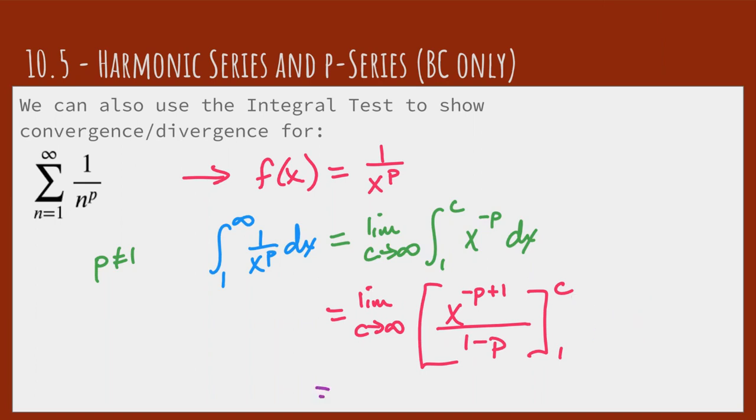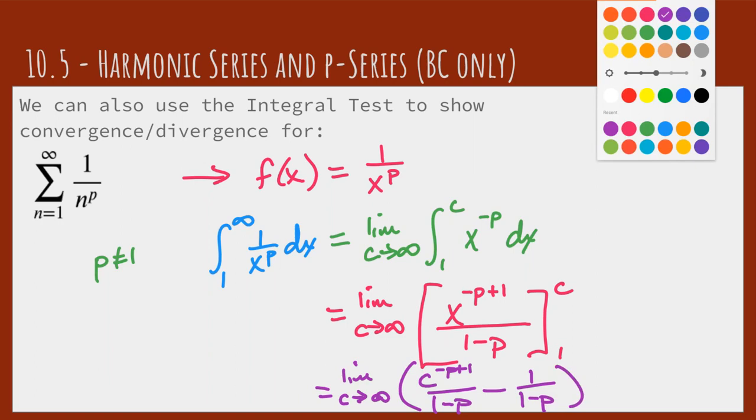Actually, let me go underneath here. I'm going to need a little more space. Of x to the negative p plus 1 over 1 minus p, evaluated gives c to the negative p plus 1 over 1 minus p, minus, plug 1 in there, we're going to get 1 over 1 minus p.